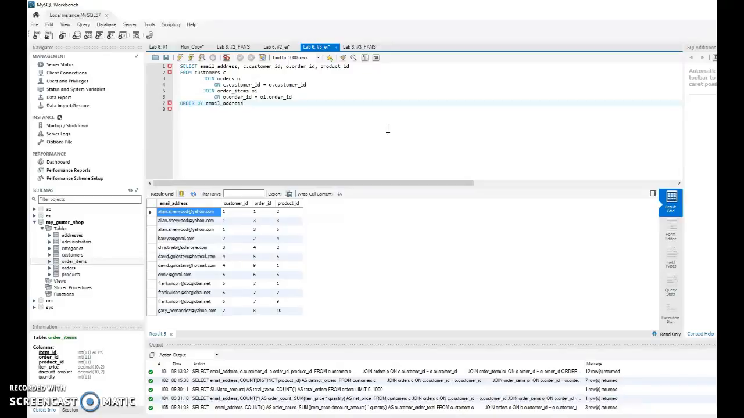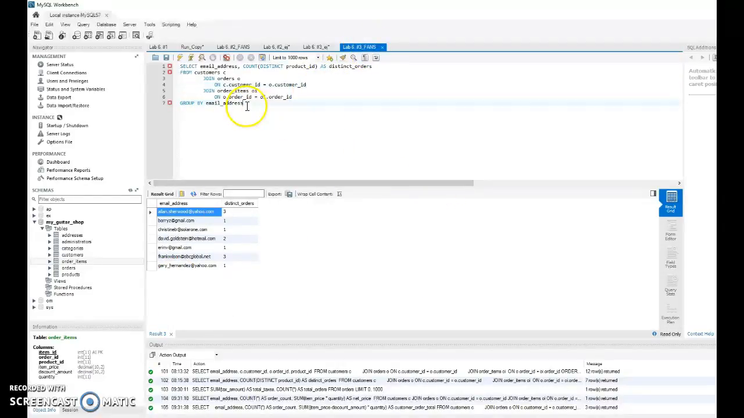There is not a lot of repetition in the product ID. These guys have no consistent seller. They're all over the map. And this particular one shows all the sales because I got rid of the group by email. But here's the code I'm actually going to turn in.